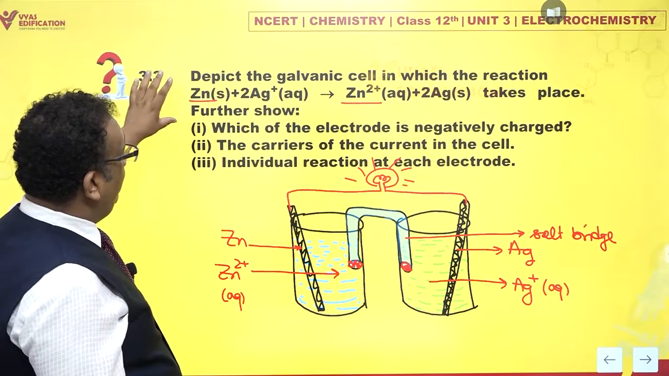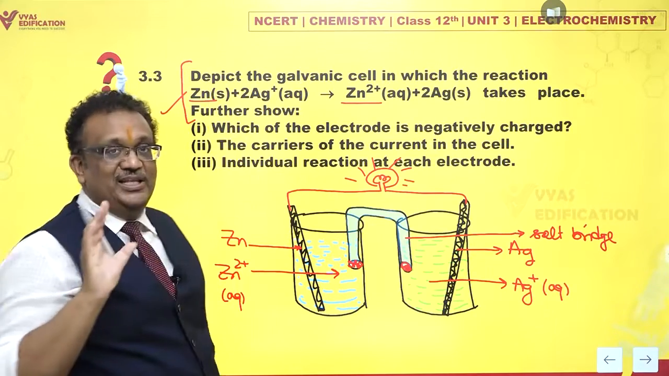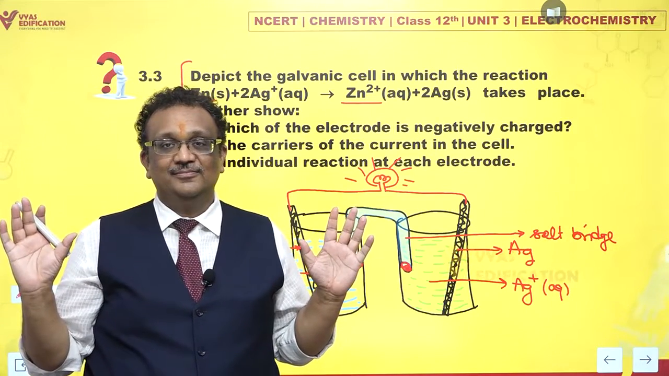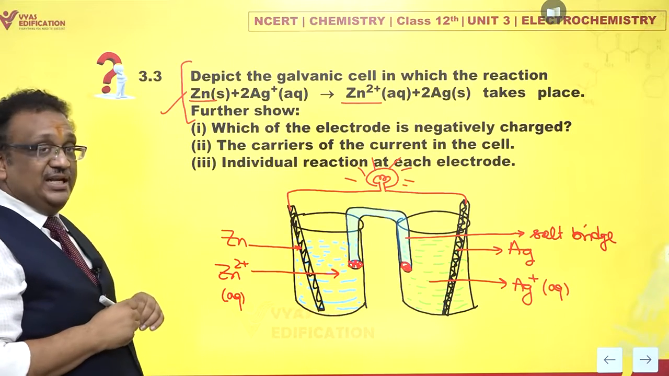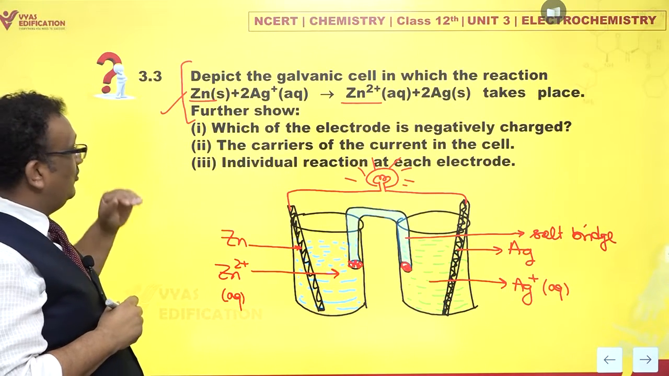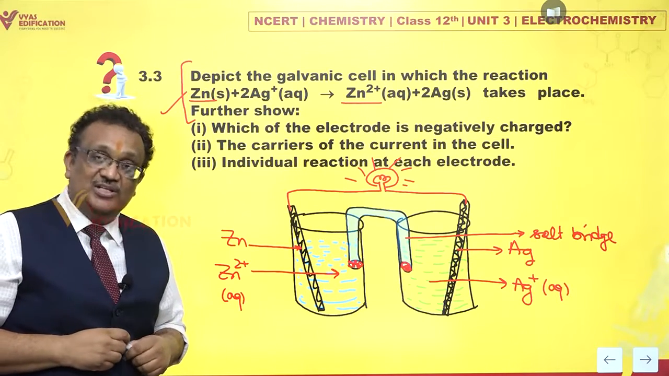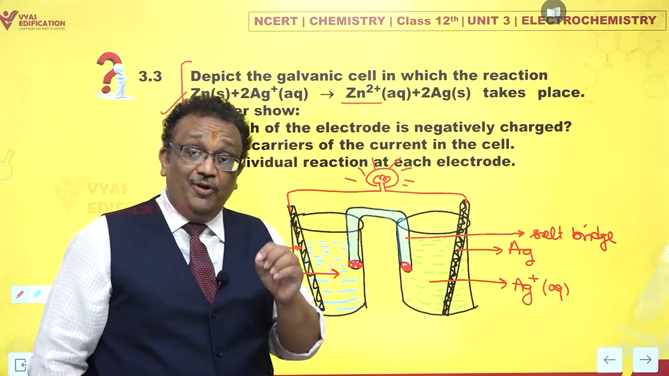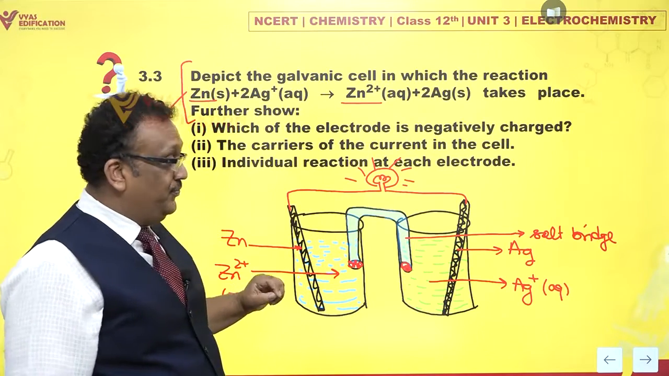Okay, and what exactly is happening? So first of all, depict the galvanic cell. First portion is done. This is the galvanic cell. The second portion says, which of these electrodes is negatively charged? Carriers of the current are which ones? And the individual reactions. Now let us discuss them one by one. So first of all, we have to consider what are the reactions which occur at each electrode.